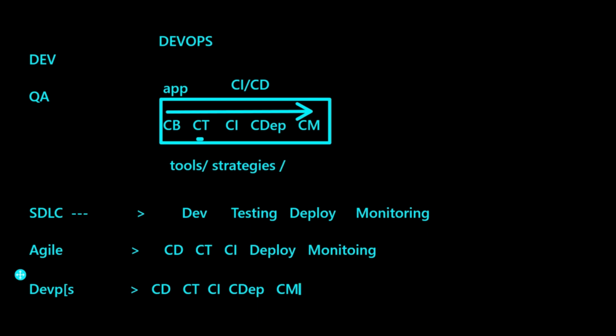See, the term continuous is important here. Continuous means everything is happening parallelly, iteratively. It's not one after the other, rather, it's happening iteratively. Yes, please tell me now. Does DevOps come after the testing, like in a deploy stage?